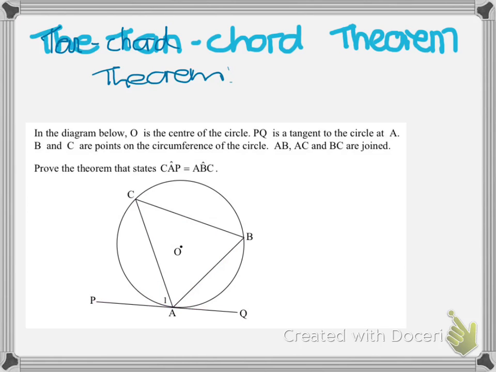Alternatively, there's another angle between the tangent and the chord. If we look again at the tangent and we look at the chord AB, then we're talking about that angle there, and the tan-chord theorem will say that that angle is equal to angle C. The alternate segment just means that the angles are on opposite sides of the chord. So in this case, they're on opposite sides of that chord there.